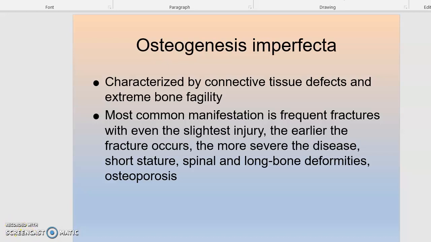So think about the description of this disease and think about what layman's term you might have heard used to describe this disease. Were you able to think of anything? So we're looking at osteogenesis imperfecta. Common manifestation is frequent fractures, even with the slightest injury. Were you able to think of another term that might be used for that condition? If you thought of brittle bone disease, you are correct. They are one and the same.